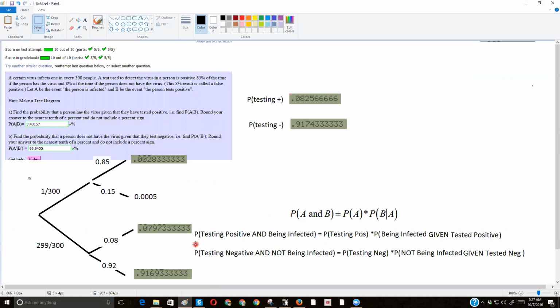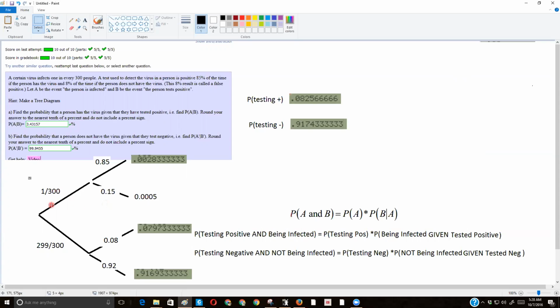So putting the words of this problem into this formula, I said the probability of testing positive and being infected is this part, equals the probability of testing positive times the probability of being infected, given that they tested positive. And this is what we're looking for, right? So the algebra part of it, if I can find this number and I can find this number, all I have to do is divide this by that.